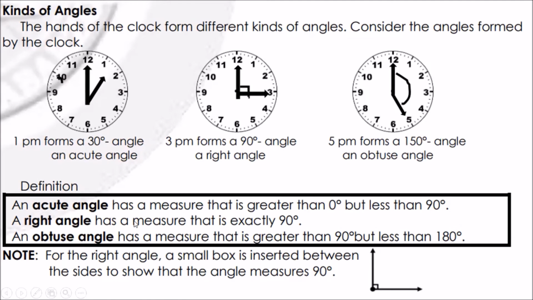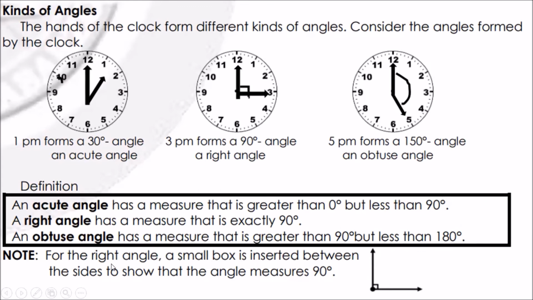Definition: an acute angle has a measure that is greater than 0 but less than 90. Hindi pwedeng bumaba. So kung yun ay 89, that is an acute angle. Right angle has exactly 90 degrees. Hindi siya pwede 90.1 degrees, kundi exact 90 degrees is a right angle. And obtuse angle has a measure that is greater than 90 degrees but less than 180 degrees.